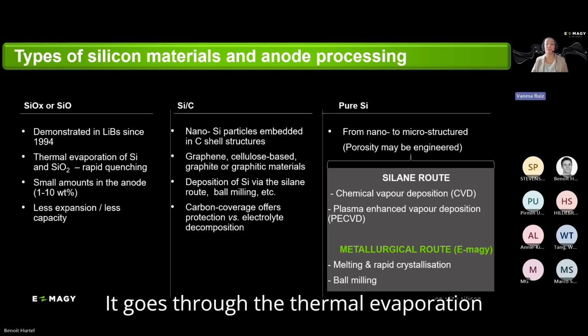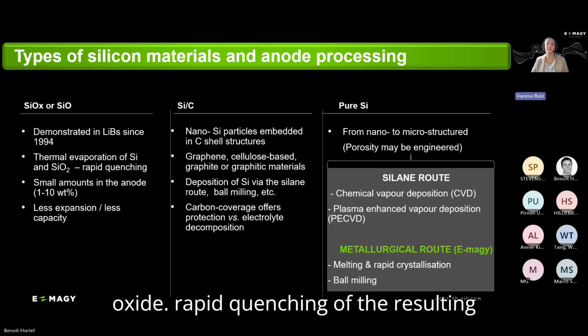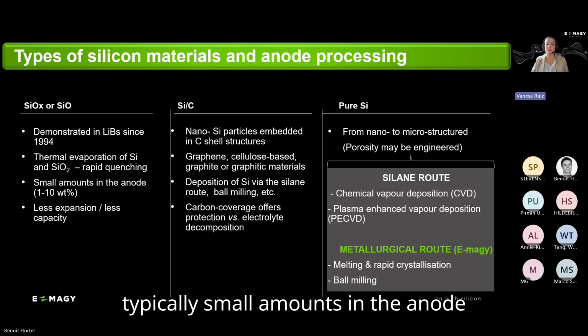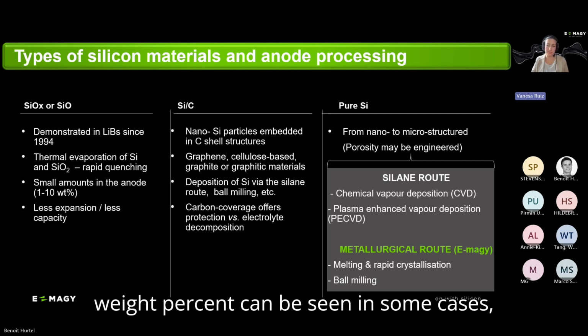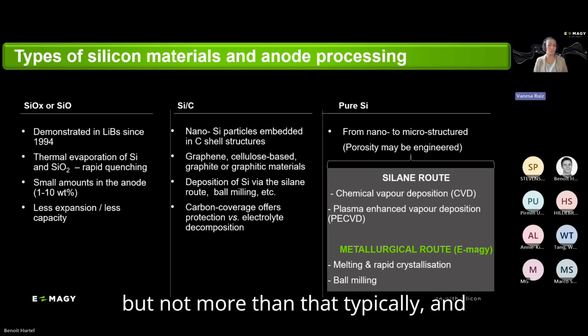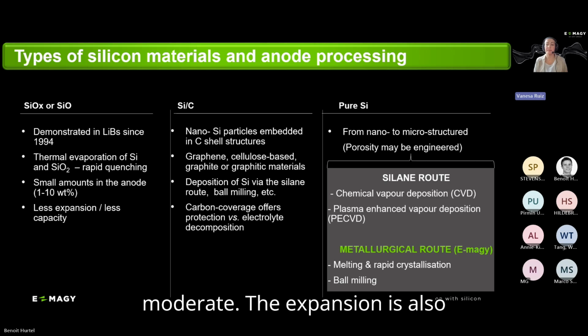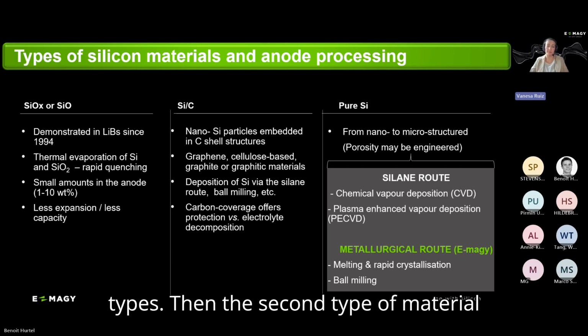It goes through the thermal evaporation of the compounds, the silicon and the silicon oxide, and a rapid quenching of the resulting vapors. In this case, we typically find small amounts in the anode formulation, maybe even up to 10 weight percent in some cases, but not more than that typically. Therefore, the gains in capacity are also moderate. The expansion is also much reduced compared to other silicon types.